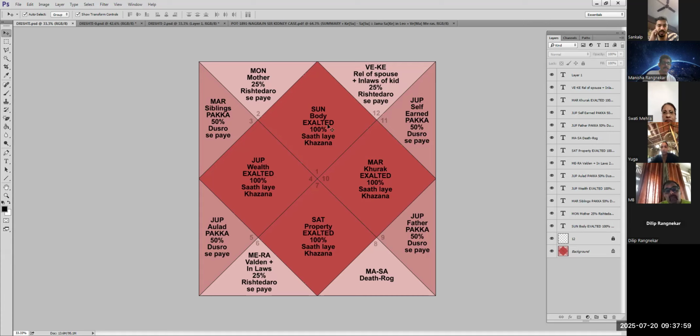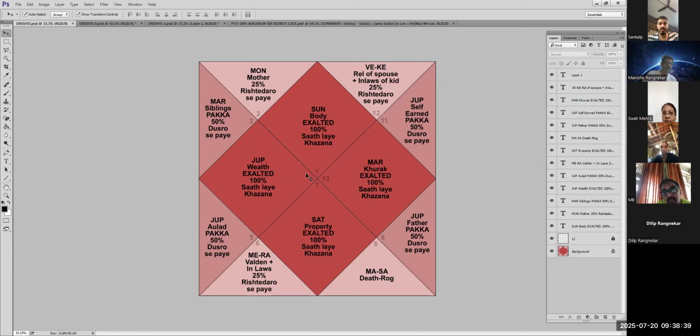Okay. So here I have written a very short synopsis for you to understand. Since the Sun is exalted, the body is the point to be understood. This is 100% drishti, saat laya khazana, that is what is written in Urdu. Saat laye khazana means what you have got with you from your past life: your body, your wealth, your property, and your khurak, how you are going to feed yourself. This is what is meant by the 100%. So 100%, 50%, 25% doesn't mean it will be 25% effective or 50% effective. It is something different.